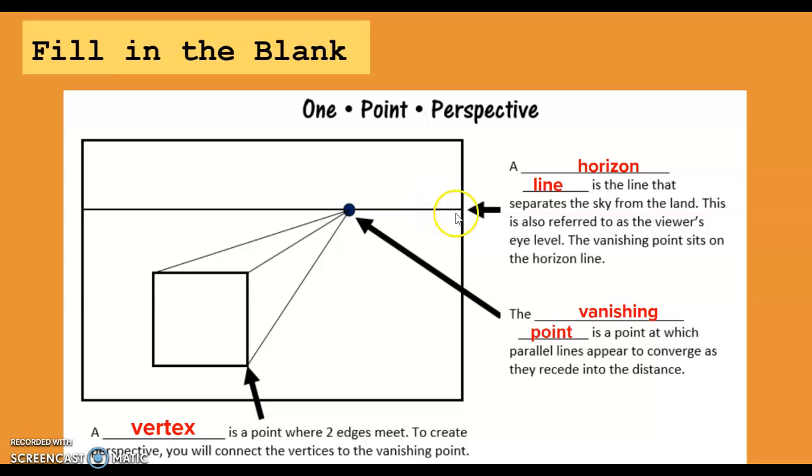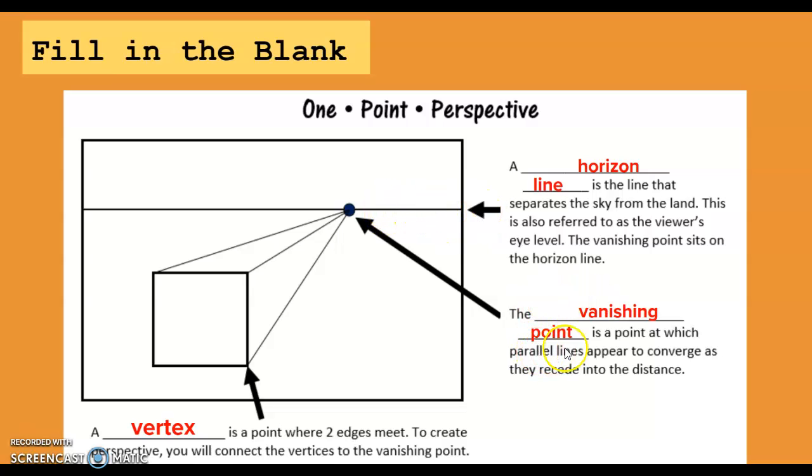Anytime you're doing 1 point perspective, you need to make sure that your vanishing point, and we'll talk about that next, is sitting on that horizon line. It can't sit above it, can't sit below it. It's got to be somewhere, anywhere on this horizon line. All right, it's very important.